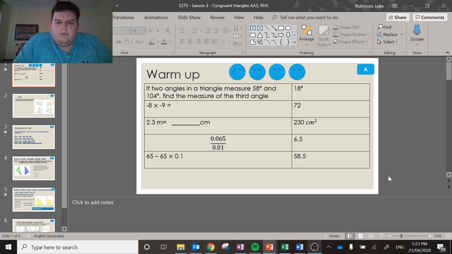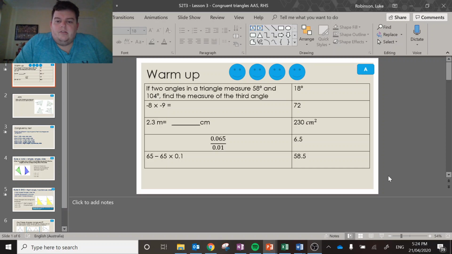The inside of a triangle, the three angles will always add up to 180 degrees. I'm not sure how many of you actually knew that or not, but if you did, well done. 104 plus 58 is 162. There's 18 degrees left over to make 180. 8 times 9 is 72, but two negatives multiply together to make a positive. So hopefully you got that because we did that unit only a few weeks back.